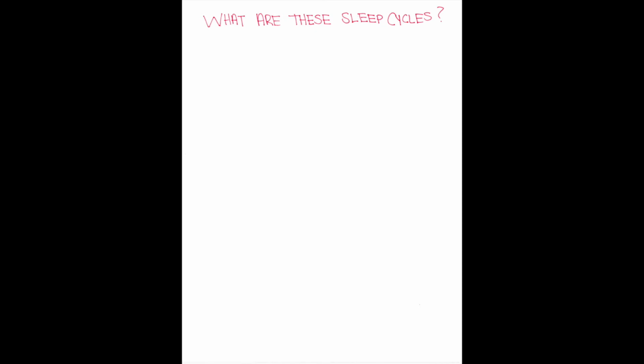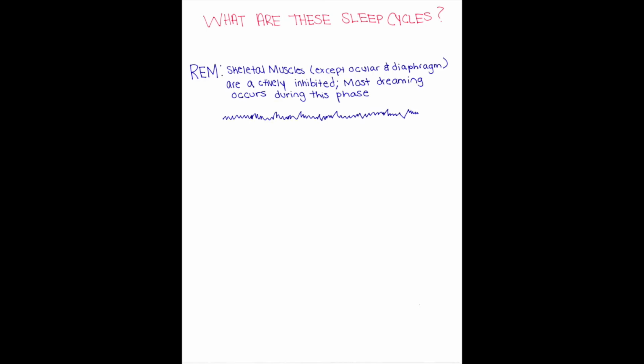Sleep cycles occur throughout the evening, and an individual travels through different periods of sleep cycles. To start, we have the REM cycle. This is when skeletal muscles, with the exception of ocular and diaphragm muscles, are actively inhibited. This is also the stage in which dreaming occurs.